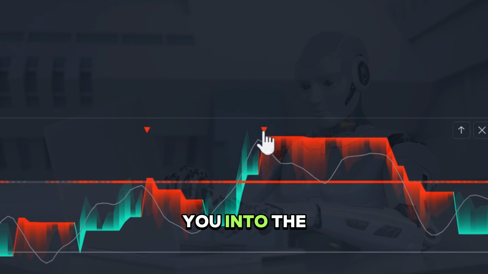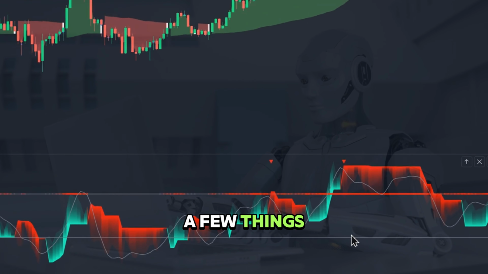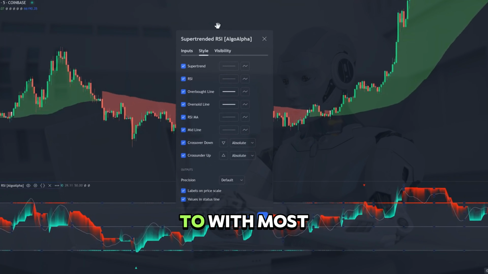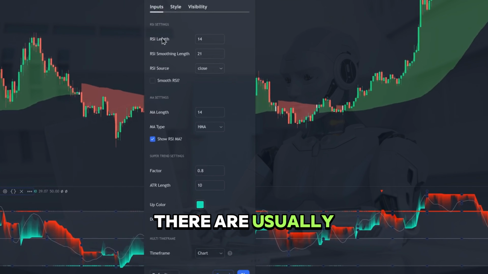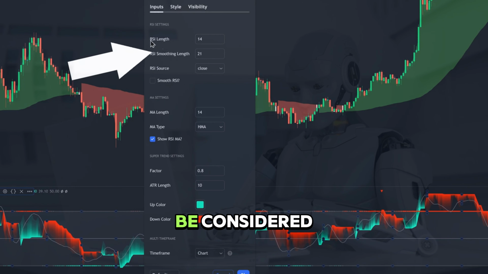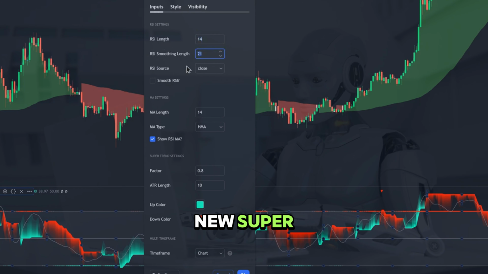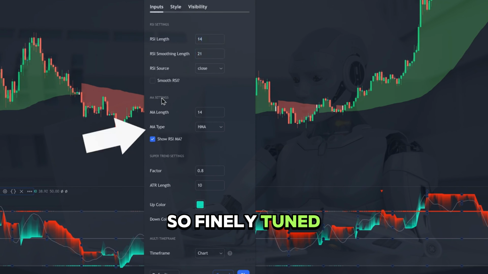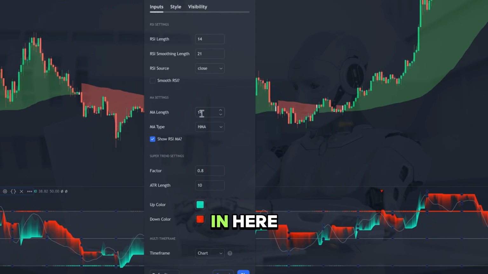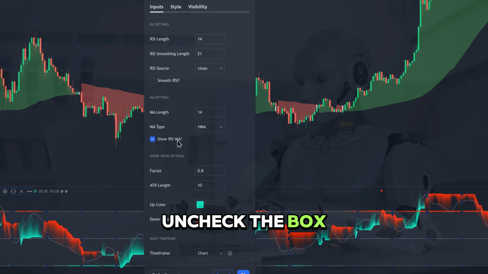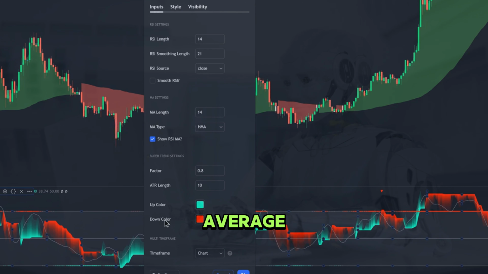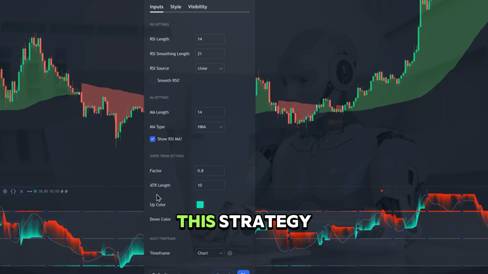If I take you into the settings, you'll see that there are quite a few things that you can change if you want to. With most indicator settings there are usually at least 2 or 3 changes that need to be considered. However, because this new Supertrend indicator is so finely tuned, there is nothing that I want you to actually change in here apart from I want you to uncheck the box that says show RSI moving average, because we just simply do not need it in this strategy.